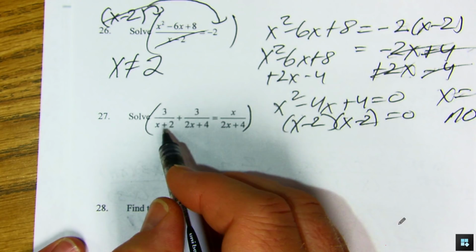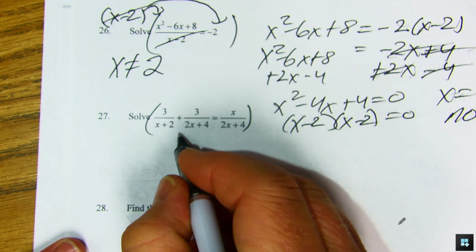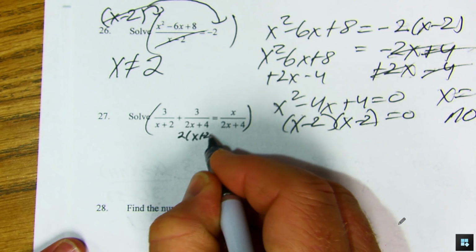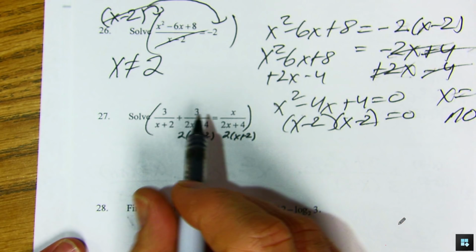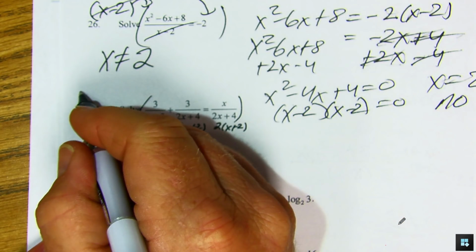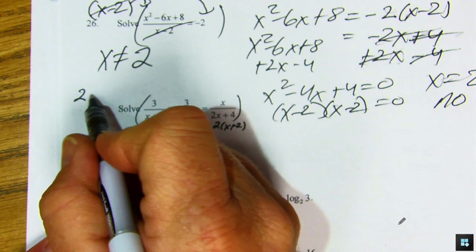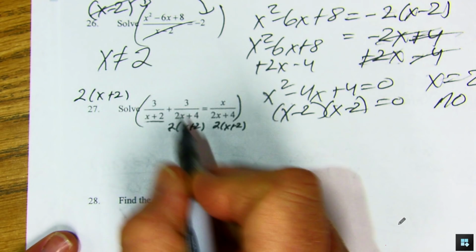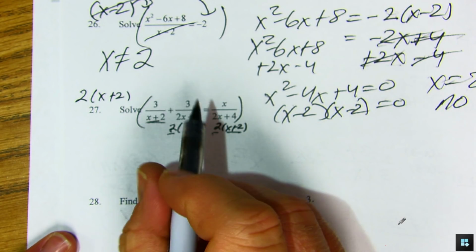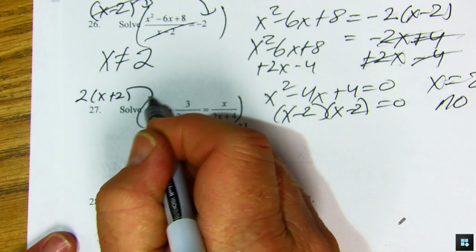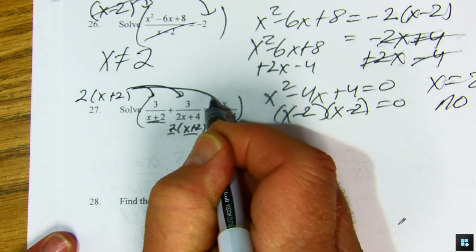Multiply by everything you're dividing by, but factor this bottom one first, because as you do that, you'll know that you only need to multiply by a 2 and by x plus 2. This x plus 2 takes care of that one and that one. This 2 takes care of that one and that one. So this is all we're multiplying by here, here, and there.